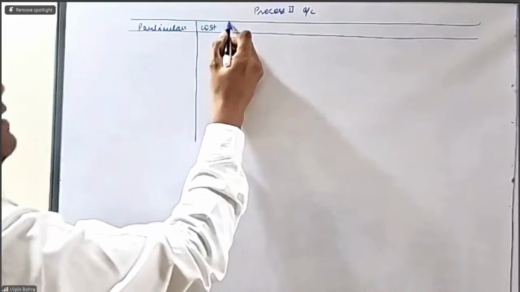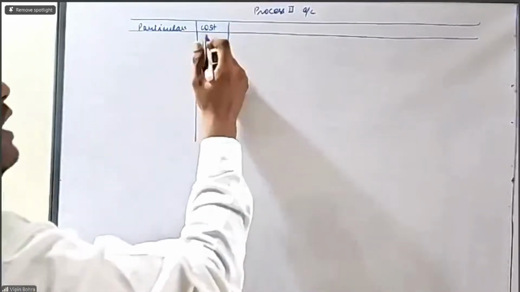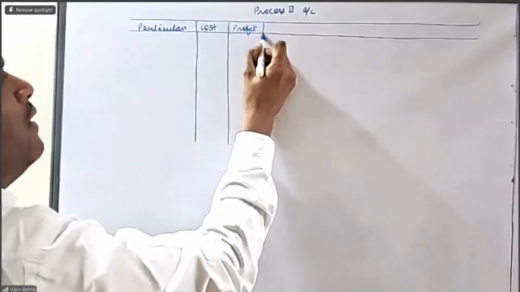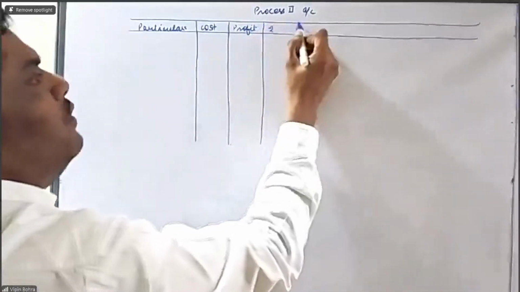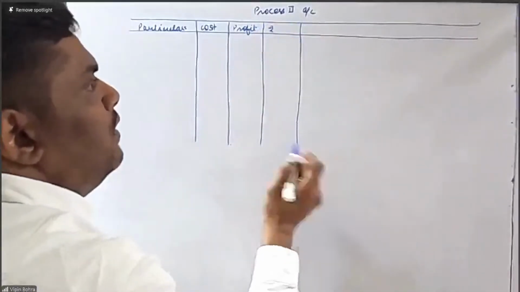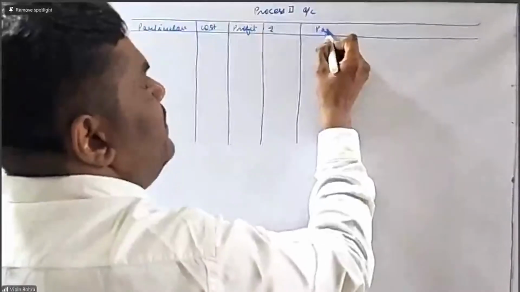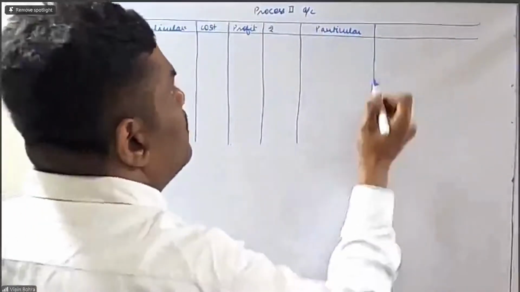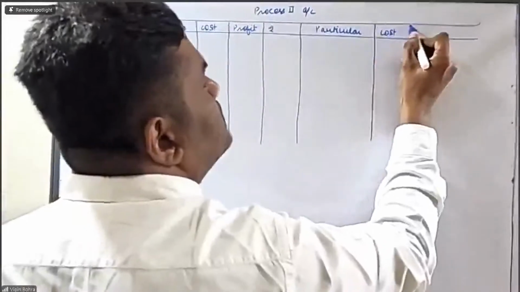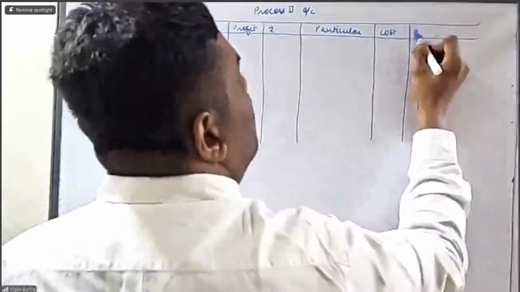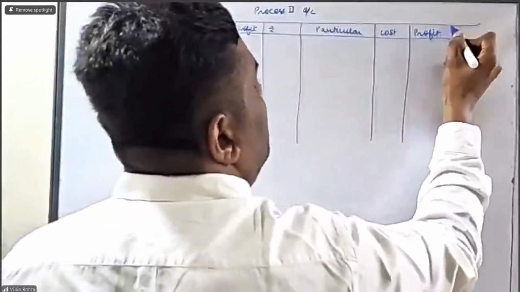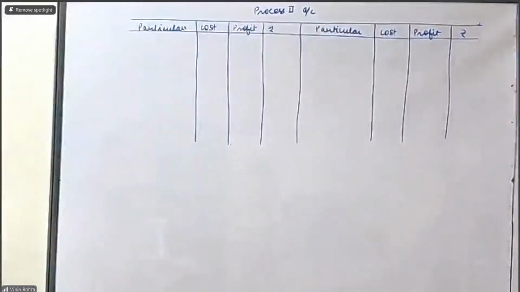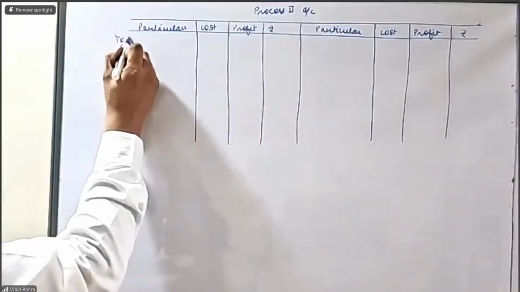So now herein, separate columns will be prepared for cost, profit, and the total value. Again, on the credit side also the same way: particulars, cost, profit, and total value. So we will first write the opening stock.